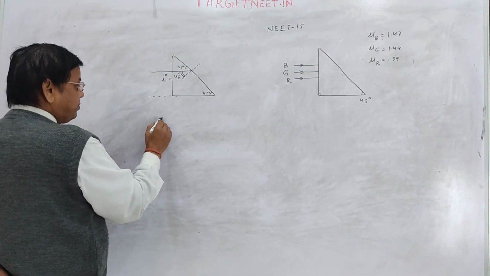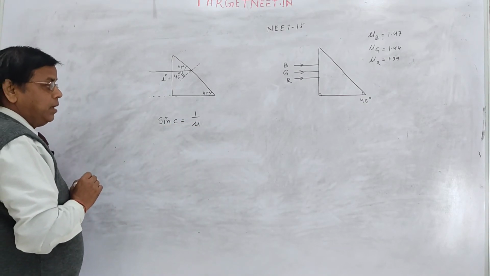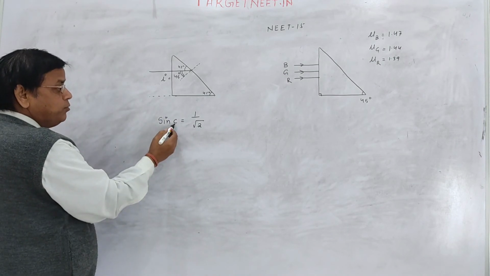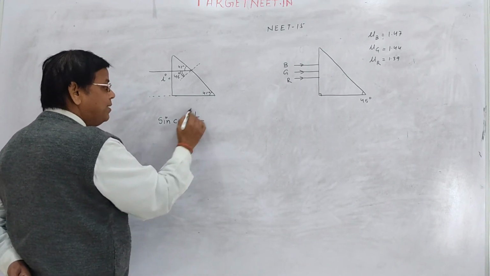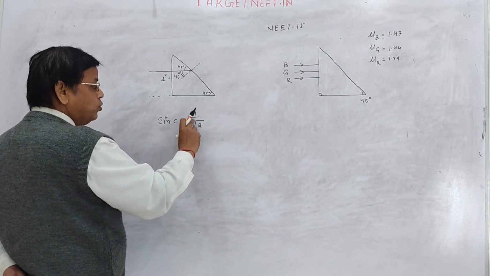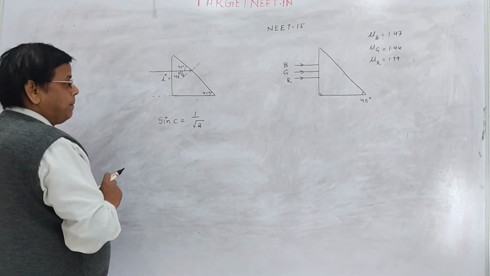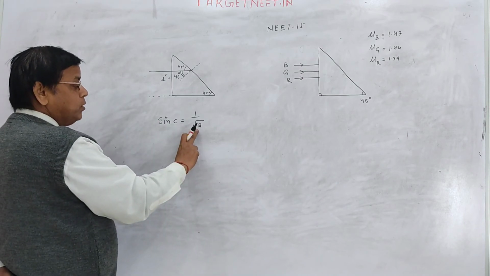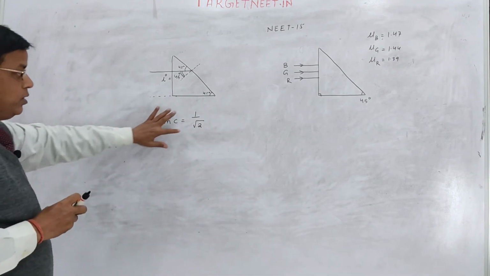Now we know that sine C is 1 upon mu, and if mu is root 2, that is 1.414, then this will be 45 degree. If mu is more than this, then the whole will be lesser. It means C will be lesser than 45 degree. If refractive index here is less than root 2, then this will be more, C will be more. So if you compare here, for red color refractive index is lesser than √2. So critical angle for red color is more.